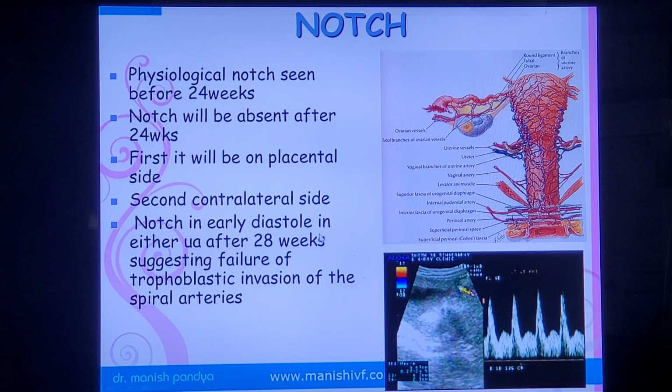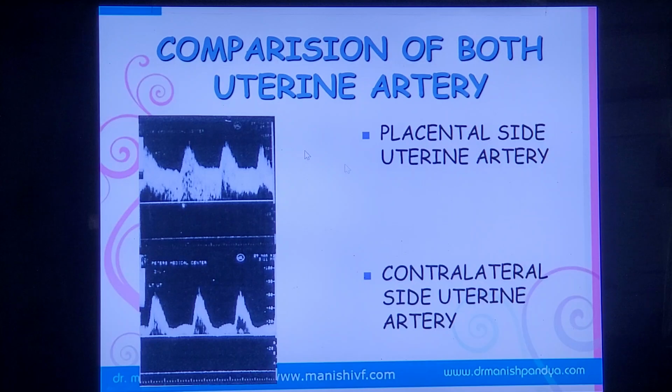A notch in early diastole in either uterine artery after 28 weeks suggests failure of trophoblastic invasion of the spiral artery. And you can see the notch is like this. So this is a comparison of both uterine arteries. On the placental side, the uterine artery shows very good diastolic flow. On the contralateral side, very little diastolic flow.